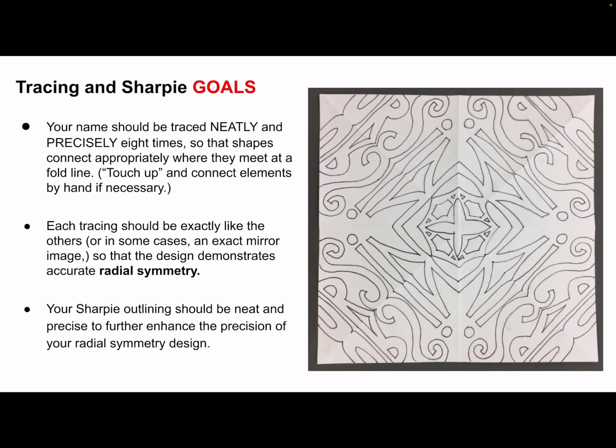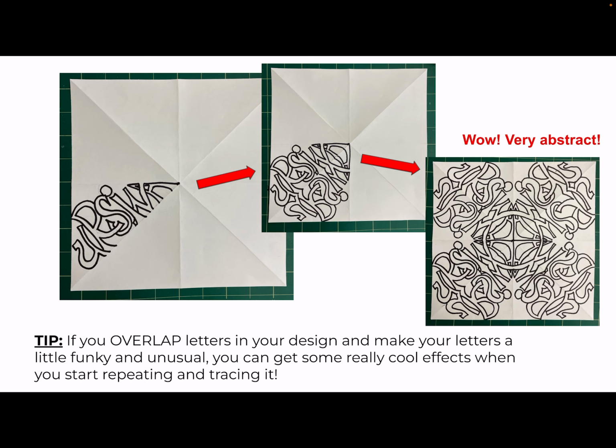Now, I do want you to consider, make sure your name is traced neatly and precisely every time, so that everything meets correctly. You can touch up any spots that are missing, and each tracing should be exactly like the others, or a mirror of the others. That other video will tell you exactly how to do that. It's not as hard as it looks. And then your Sharpie outlining, make sure it's really neat and precise. We don't want big globby lines. Take your time, do a nice job on this.